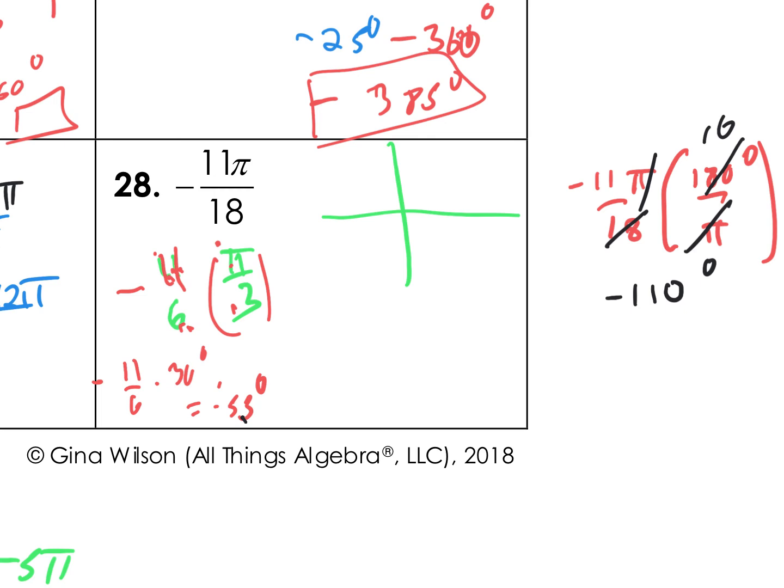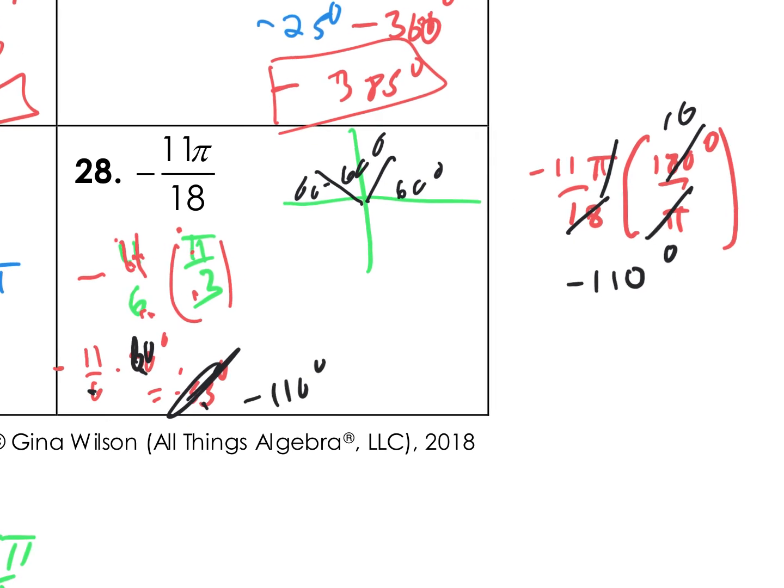11 sixes, 6 times 3 is 18. Pi over, oh, I'm sorry. Pi over 3 is not a 30-degree angle. What planet am I from? Pi over 3 is a 60-degree angle. Wow, that was a brain burp. It should be times 60. 6 goes into 60 10 times. There it is. Negative 110. Okay, I got it.